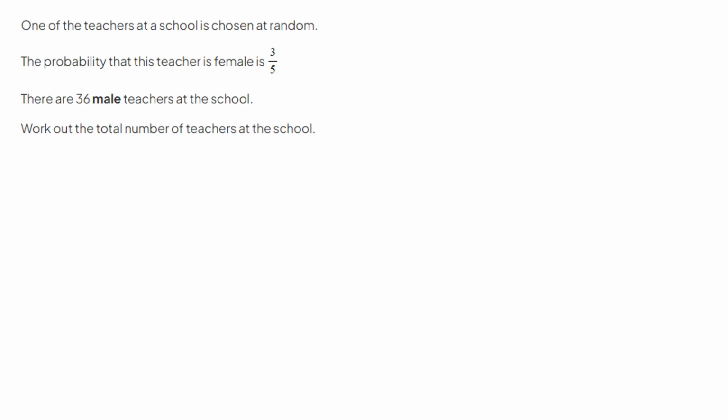Now let's go over something like this. One of the teachers in school is chosen at random. The probability that the teacher is female is 3 in 5. We're told there are 36 male teachers at the school. So work out the total number of teachers at the school. Well, if the probability of female is equal to 3 over 5, the probability of male, right, that's just going to be 1 minus 3 over 5, which is equal to 2 over 5.